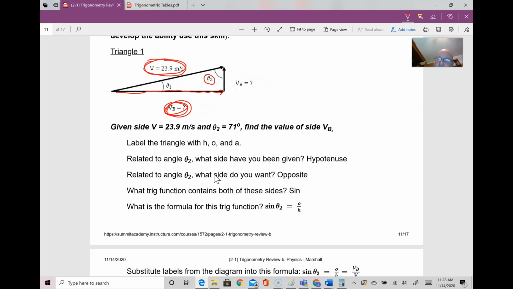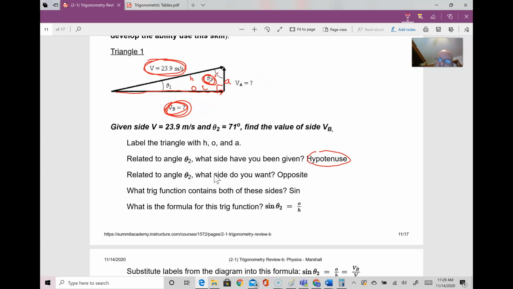Okay, so here's my strategy. I'm going to label it first, right? This is the right angle, so this is the hypotenuse. This is the opposite side, and this is the adjacent side. The opposite side is the side opposite the angle, and the adjacent side is the side next to it. So here's the adjacent side. Related to this angle, what side have I been given? I've been given the hypotenuse, right?